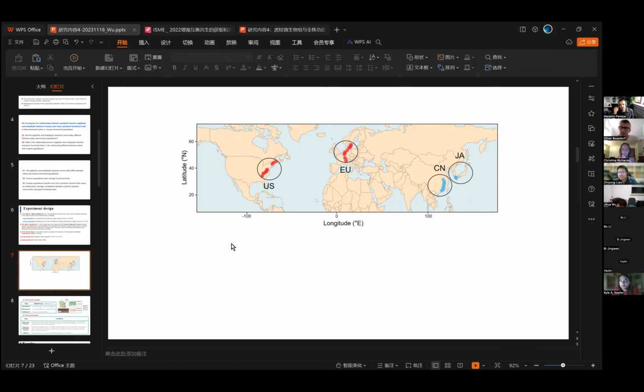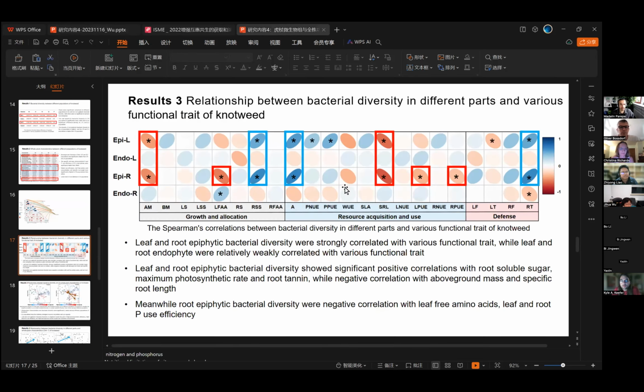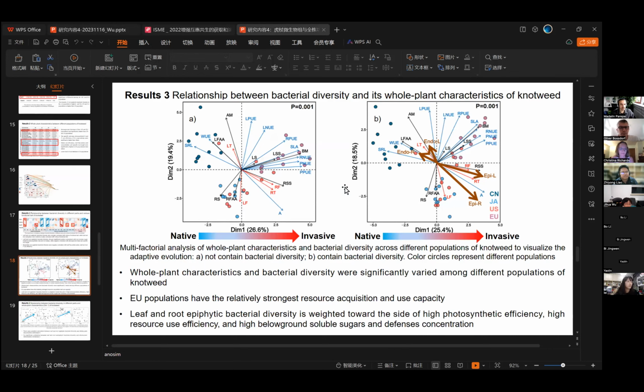Madeline, did you want to say something? Yeah, if we could go back to your slides for the PCA of the microbial composition. You mean this one? The PCA, where's the PCA? It's the one where you have the endophytes and the epiphytes and roots and leaves. Mm-hmm.